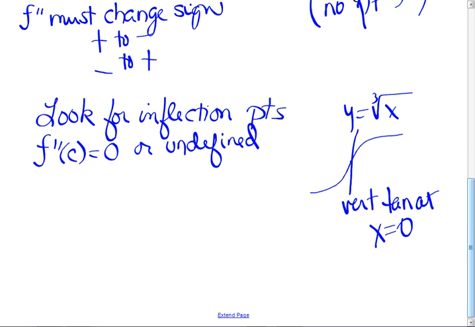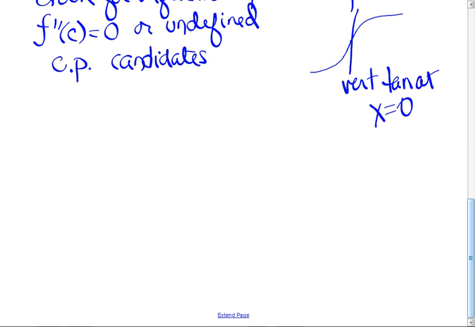Okay, these are called critical points. Critical points are where any function is 0 or undefined. These are critical points. They are simply candidates. No guarantee. So let's look at a couple functions, some simple ones, and we'll do an example.